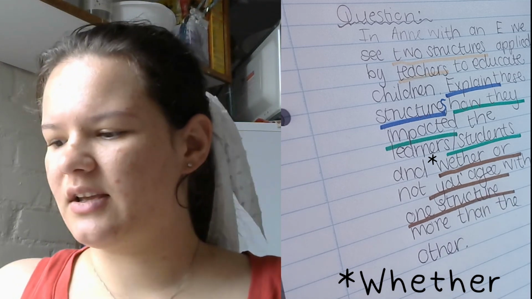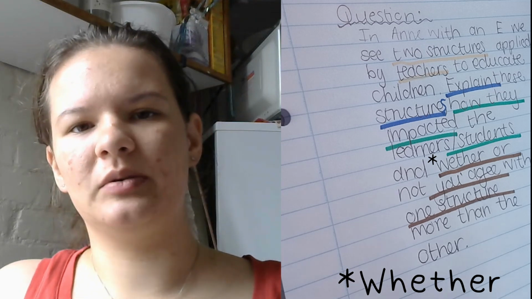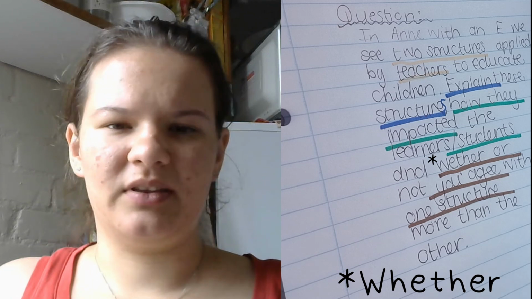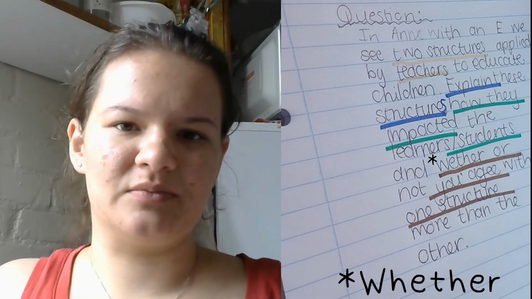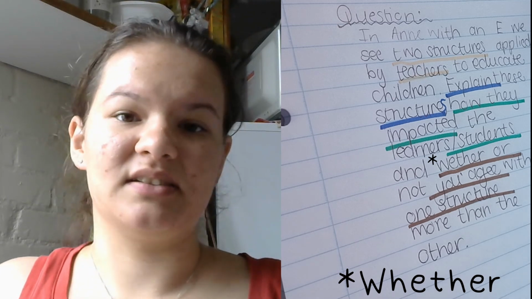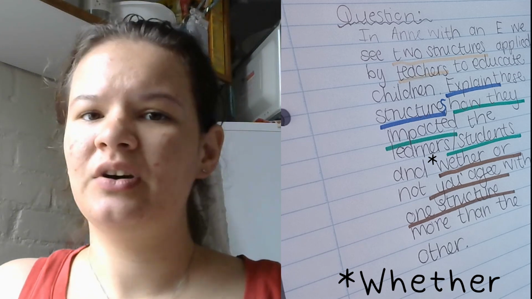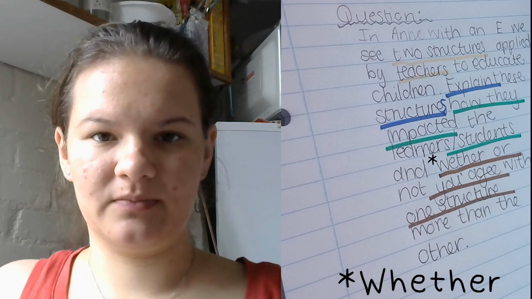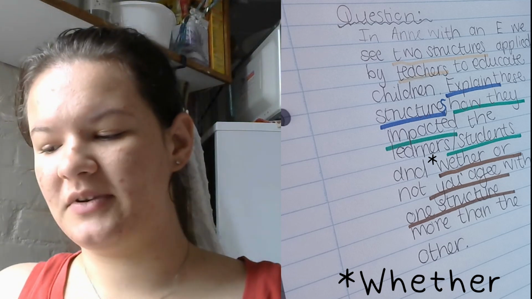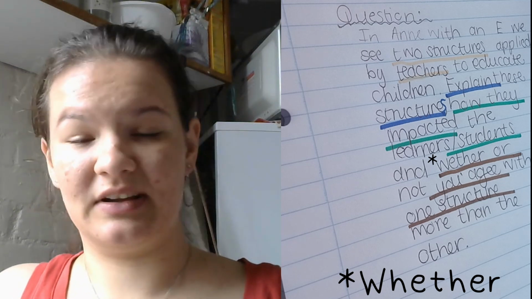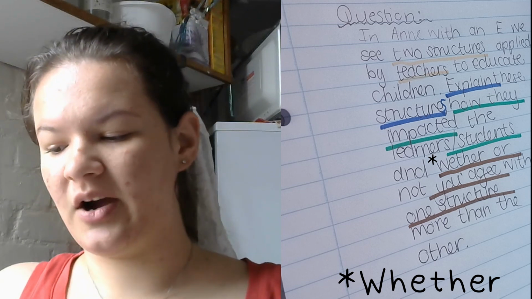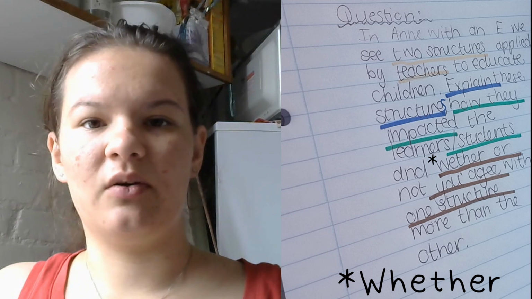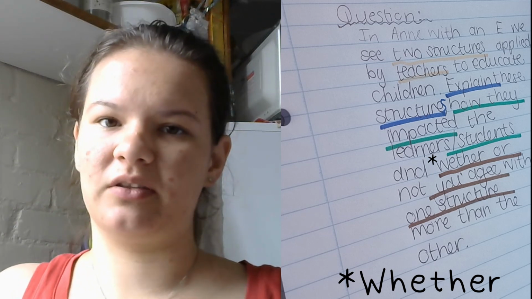Let me just give you an example of what I would mention content-wise on this question. If you watched Anne with the E or if you haven't watched Anne with the E, it doesn't matter. It's just the basic concept that I'm trying to explain to you and show you how I apply this. So, introduction. We have, in Anne with the E, we see two structures applied by teachers to educate children. In this essay, I will explain these structures, how they impacted the students, and the structure that I agree with most.